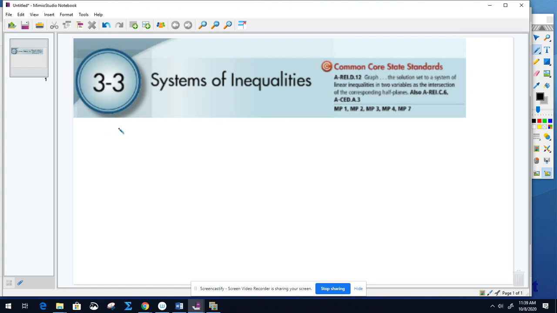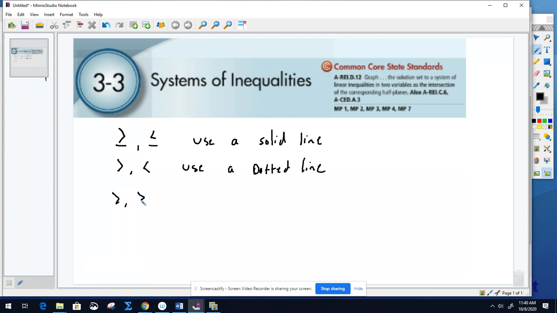If I have a greater than symbol or a less than symbol, I'm going to use a dotted line. Okay, so we graph the line just like we would if it was an equation, knowing the slope and y-intercept. If I have a greater than or equal to or less than or equal to symbol, I use a solid line. If I have a greater than or equal to, I'm going to shade above the line.